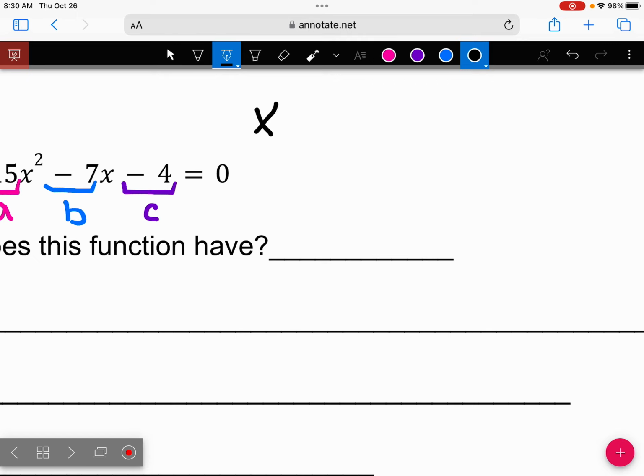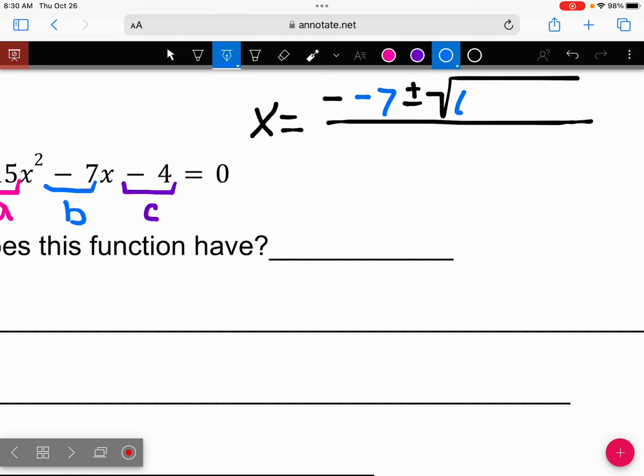So what we're going to do is substitute this in. X equals the opposite of b, which is negative 7, plus or minus the square root of negative 7 squared minus 4 times 15 times negative 4, divided by 2 times 15.